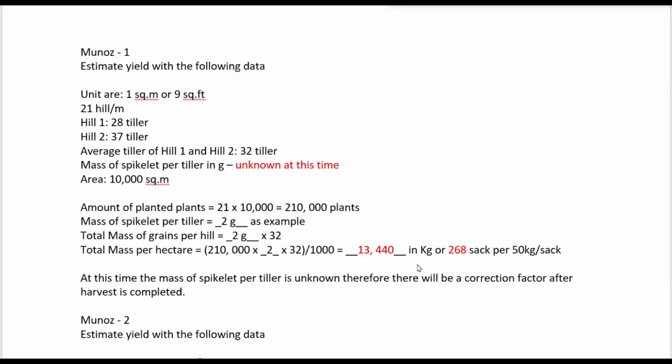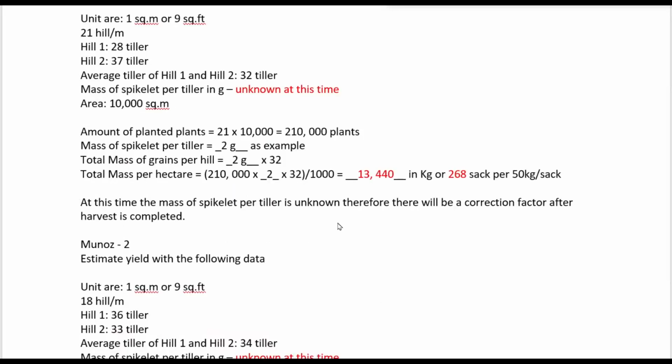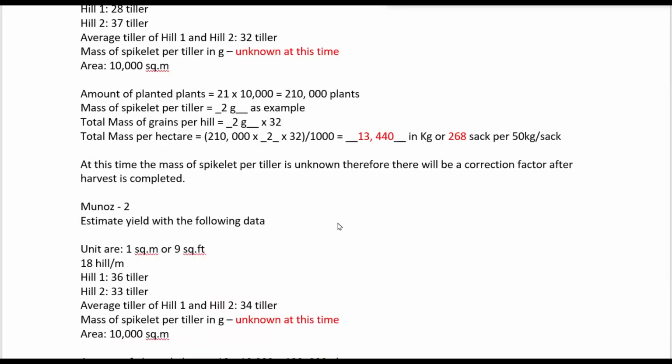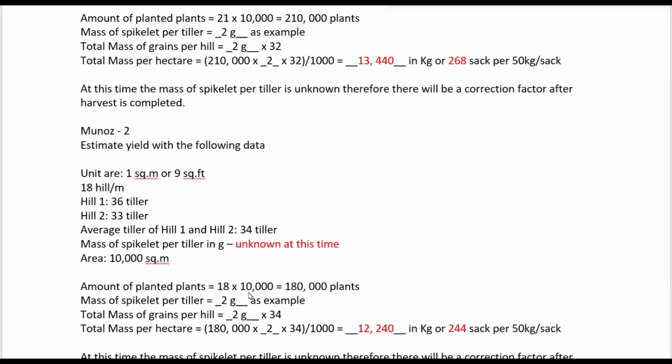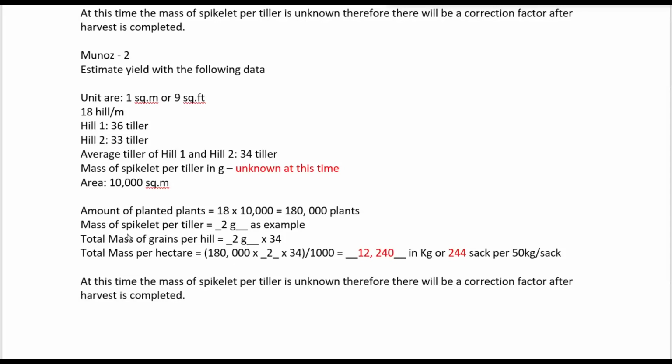Again, there will be a correction factor. Now we went to a different area and we counted 18 hills per square meter. Hill number 1 has 36 tillers, hill number 2 has 33. Again, the average is 34. 18 times 10,000 is 180,000 plants. Multiplying out the numbers, here we have 12,240 kilograms.